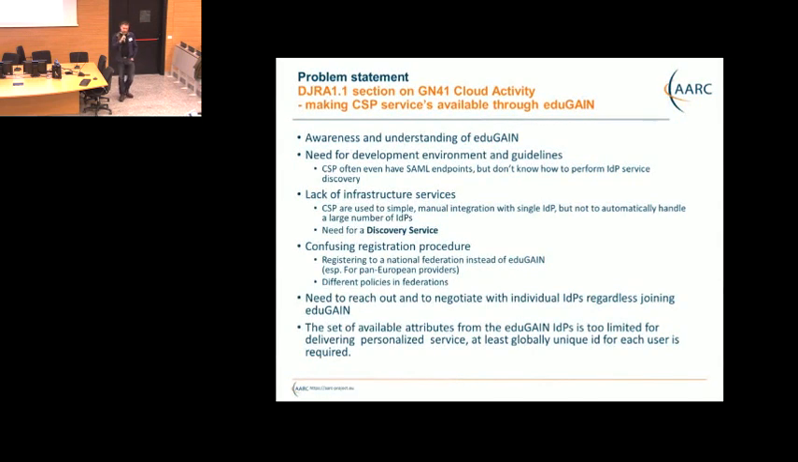Also, a problem can be the set of attributes they get from different IdPs, because first of all, these sets of attributes are sometimes not compatible, and sometimes are not enough to give a personalized service to the end user. So probably the practical result of the pilot might be a set of attributes that we can suggest should be available in IdPs.